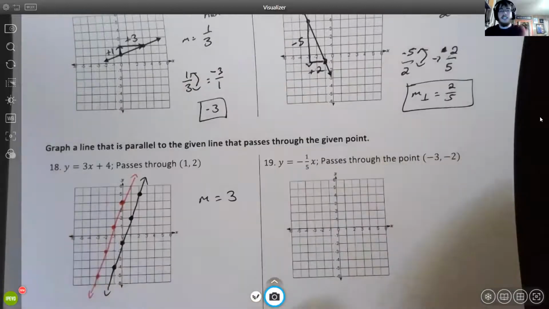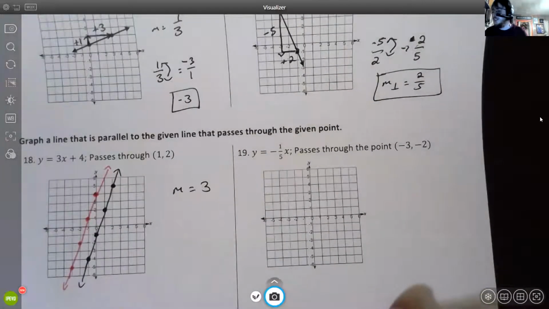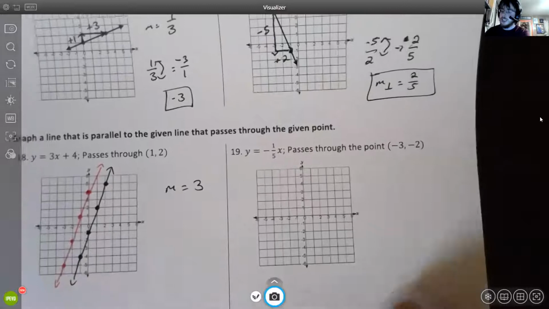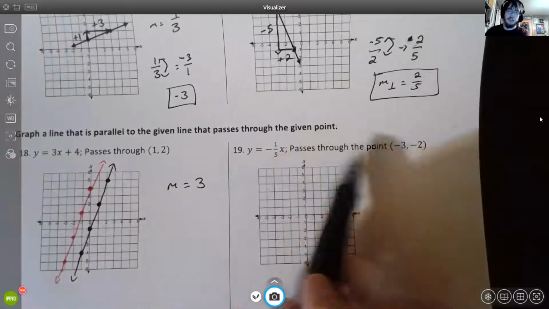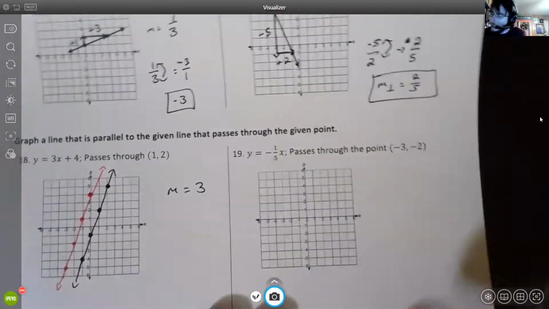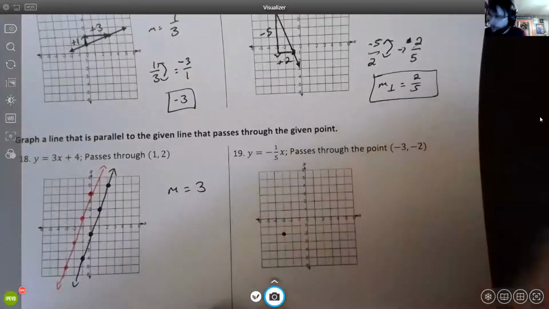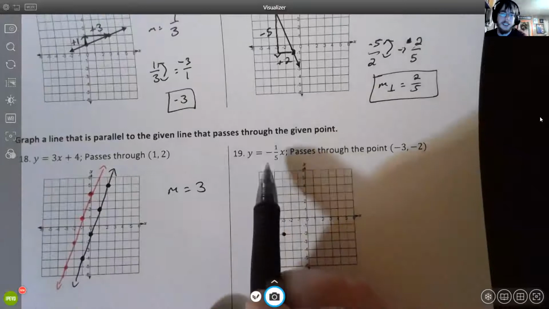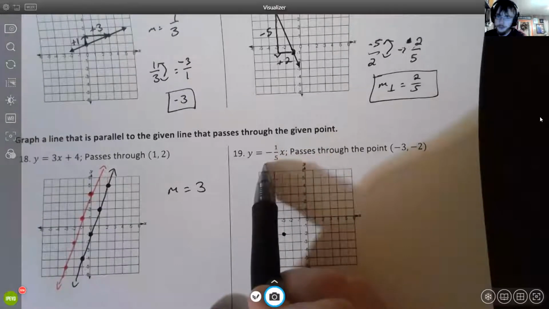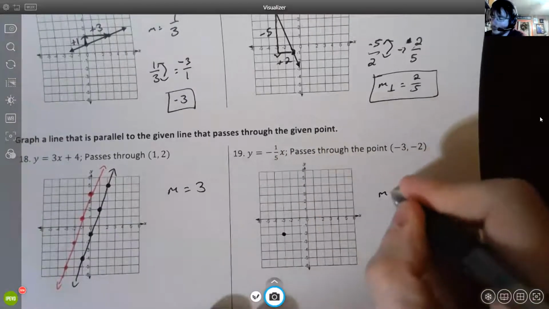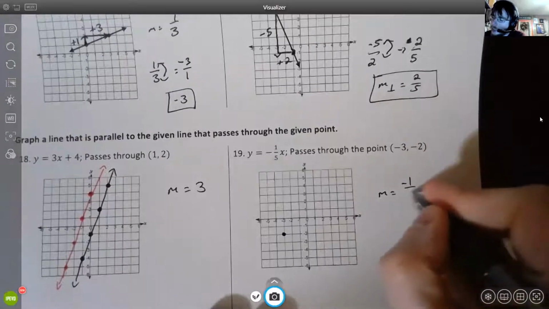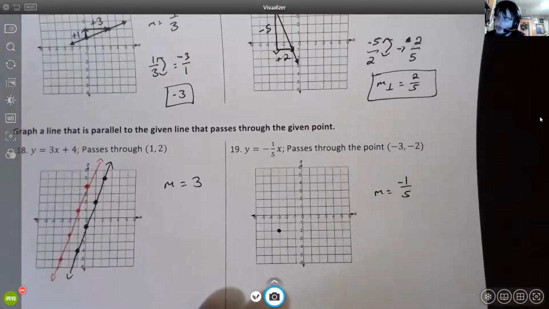So let's look at number 19. You can try it if you'd like. We want the line that's parallel to the given line that passes through this point. So we're going to go ahead and plot that, -3, -2. Now the slope of this line is -1/5. And since we want a parallel line, that's the slope we have to use.